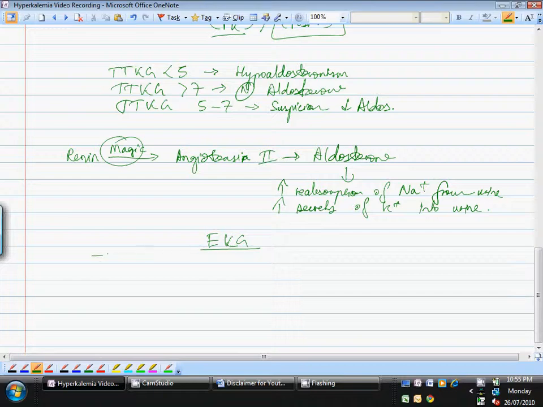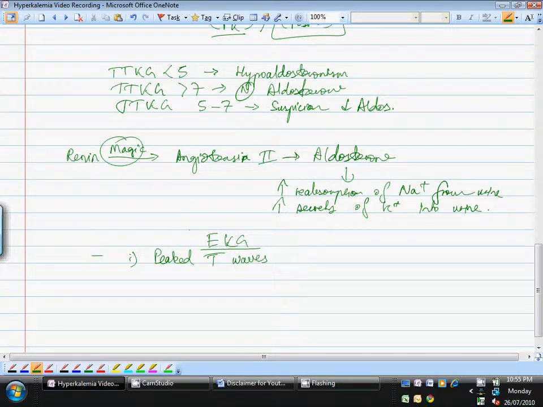Now it should be noted that EKG changes do not correspond to the degree of cardiotoxicity, okay, and that the EKG changes can occur at very different potassium levels. So it's not that an EKG change will only happen at a specific potassium concentration, they can happen at different potassium concentrations. The order of the changes is usually, and again the keyword being usually, along these lines.